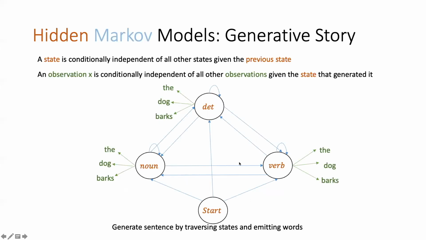Let's discuss how to generate a sentence using HMM. From the start state, we can visit any of the other states, either determiner or noun or verb, and emit the observation word, the dog or barks, from the vocabulary, and then transition to another state, either noun or verb, or do a self transition to the same state. This is how we can generate a sentence using HMM in a generative way.